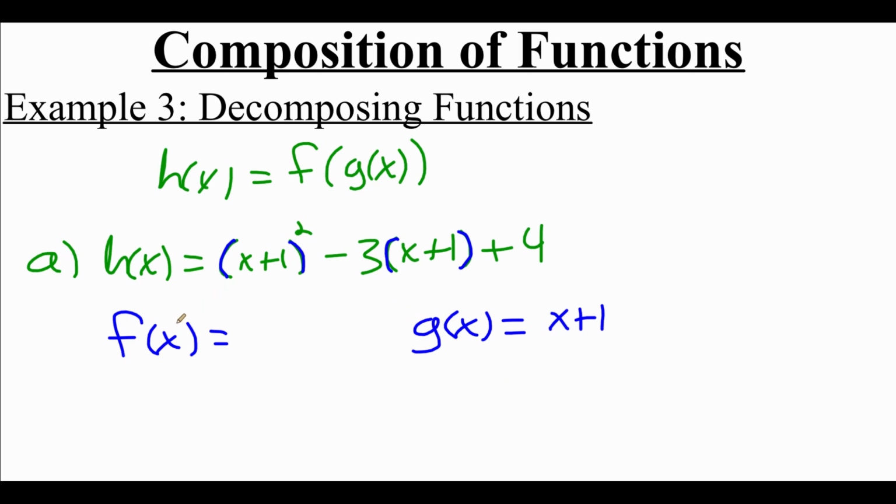Now to figure out what f of x was, we're actually going to get rid of those sets of parentheses and just replace them with plain x's. So if I get rid of that first set of parentheses and just replace it with an x, then I just get x squared minus 3 times, get rid of this set of parentheses and replace it with a plain x, and then on the end I just have plus 4. So my f function is x squared minus 3x plus 4, and my g function that got plugged into that is x plus 1.